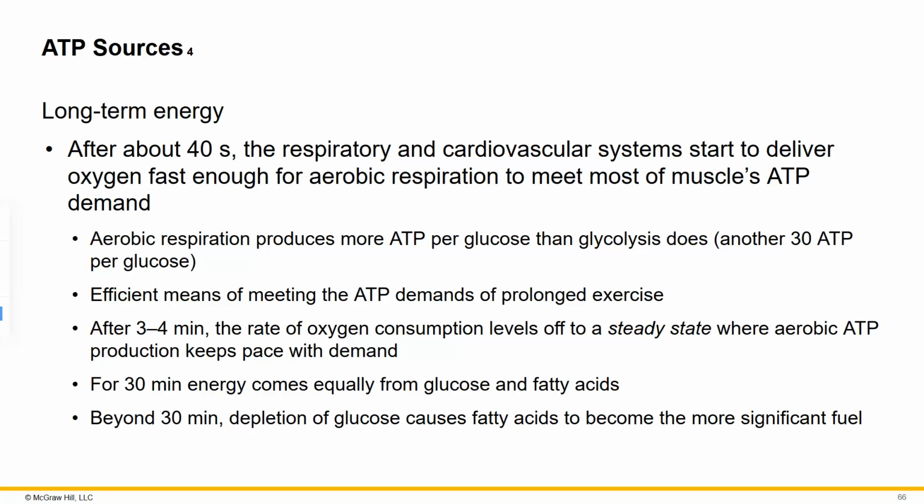For long-term activity, after about 40 seconds, the respiratory and cardiovascular systems start to deliver oxygen fast enough for aerobic respiration to meet most of the muscle's ATP demand. Aerobic respiration produces more ATP per glucose than glycolysis does, an efficient means of meeting the ATP demands of prolonged exercise. After 3 to 4 minutes, the rate of oxygen consumption levels off to a steady state where aerobic ATP production keeps pace with demand. For 30 minutes, energy comes equally from glucose and fatty acids. Beyond 30 minutes, depletion of glucose causes fatty acids to become the more significant fuel.